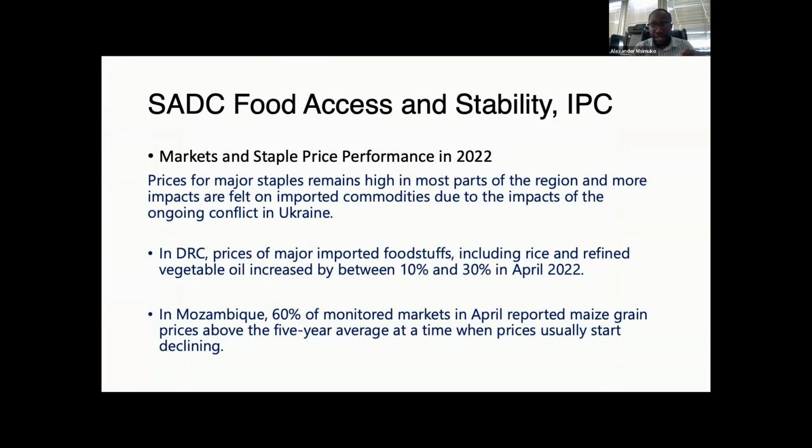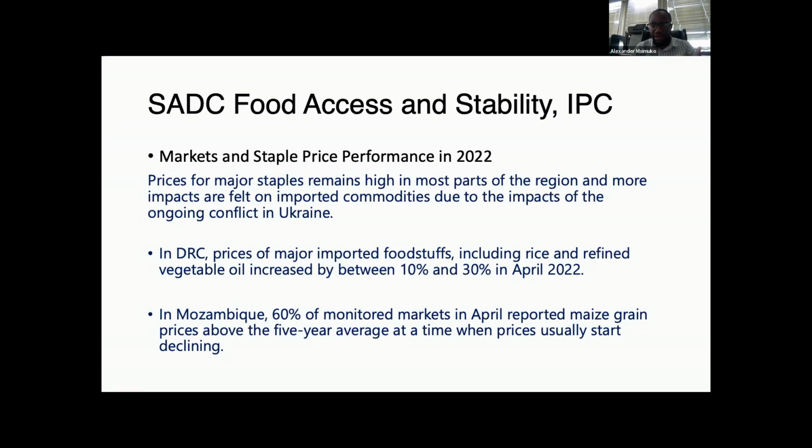One of the key things as far as access is concerned is that prices for major staple foods in the region have remained really high. We can attribute this to one key thing, the ongoing conflict in Ukraine, which disrupted a number of trade systems. In the DRC, for example, prices of major imported foodstuffs, including rice and vegetables, increased by between 10 and 30% in April 2022.